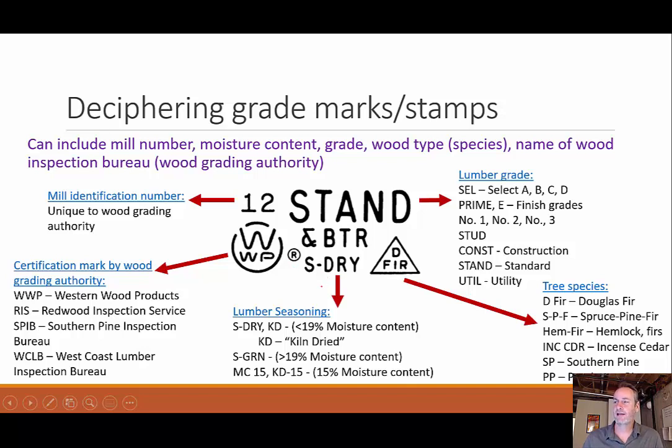We have S dry. S dry means that we have less than 19% moisture content. And we could have KD, which is kiln dried, versus S dry. We have S green. So green has a greater moisture content, greater than 19%. And you can see if it were kiln dried, we would have much less moisture, as we talked about before. What kind of tree species is it? Is it a Douglas fir, spruce, pine, fir, hemlock, southern pine, and so on and so forth, right? So we got a lot of information from this stamp.